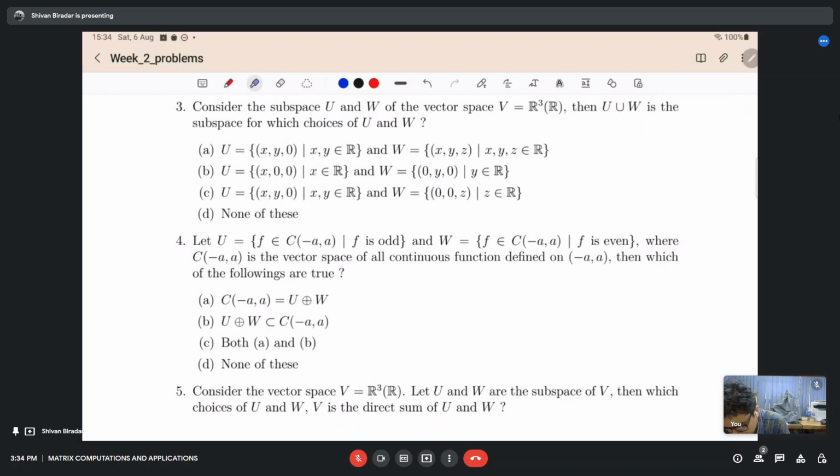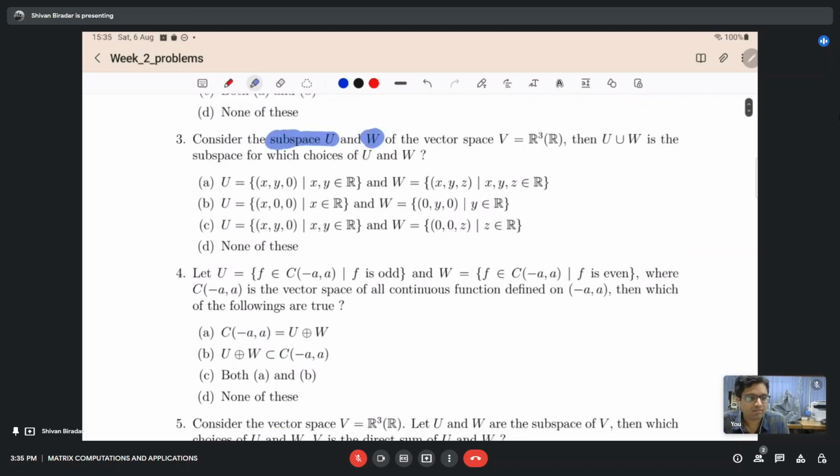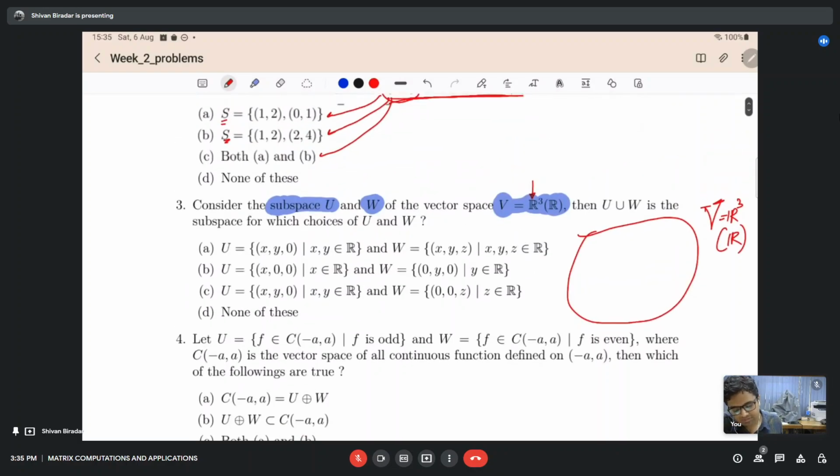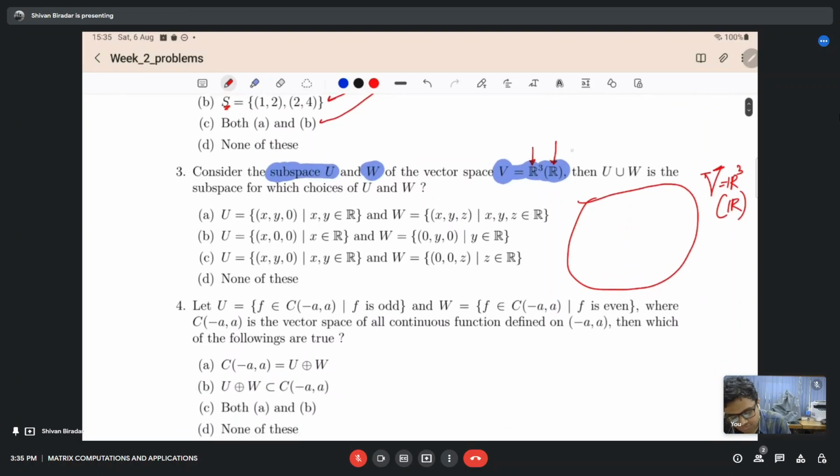Now, consider the subspace U. They have said specifically here that U and W are subspaces. Remember, this is a very important point. You have two spaces, U and W, and both of them are subspaces. And you have a vector space V, which is equal to R3, and your field is the set of real numbers. So this is your three-dimensional space, 3D, and this is my field.